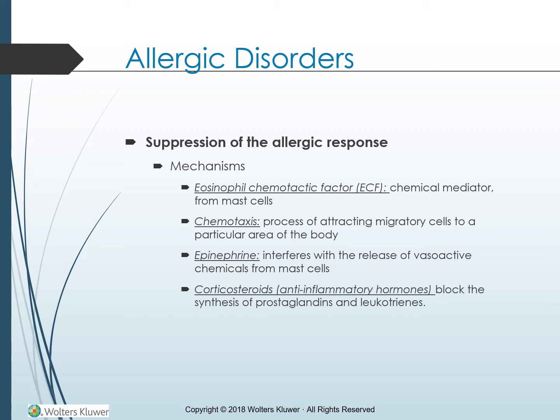chemicals. Epinephrine, a neurotransmitter, interferes with the release of vasoactive chemicals from mast cells. Corticosteroids, which are anti-inflammatory hormones produced by the adrenal cortex, block the synthesis of prostaglandins and leukotrienes, also known as slow reactive substance of anaphylaxis. Both these substances contribute to vascular permeability and smooth muscle contraction.